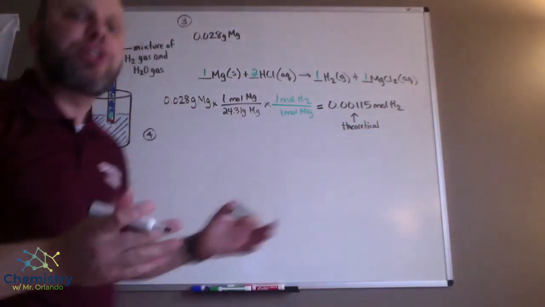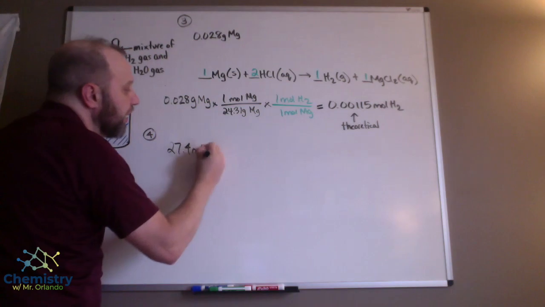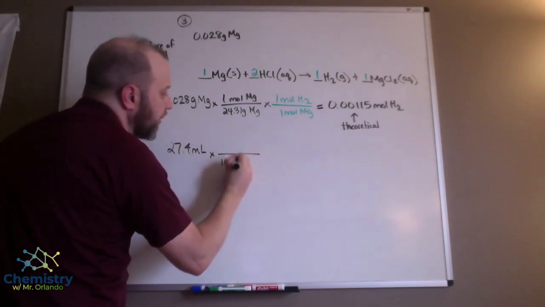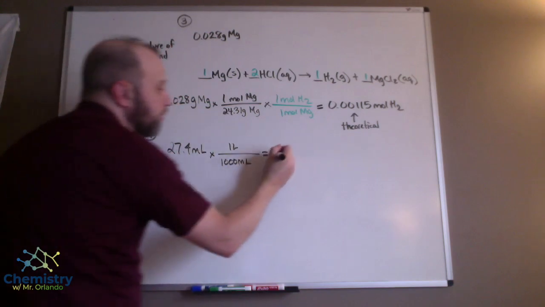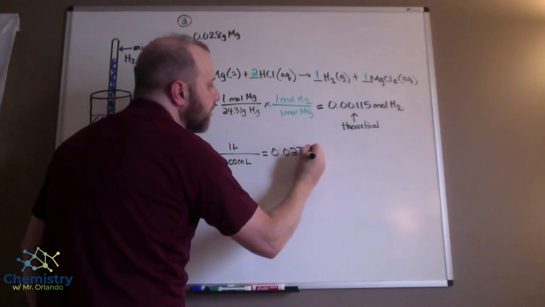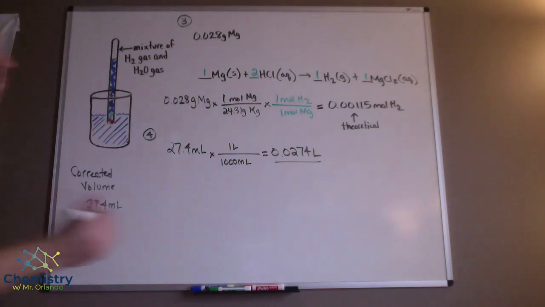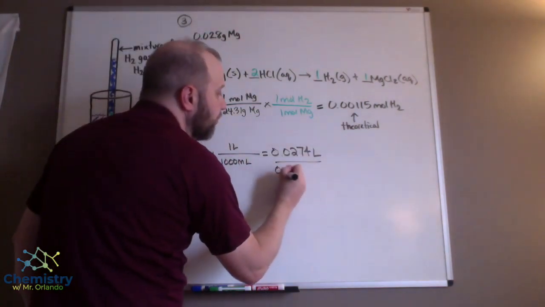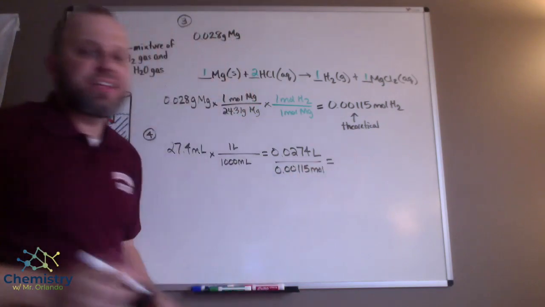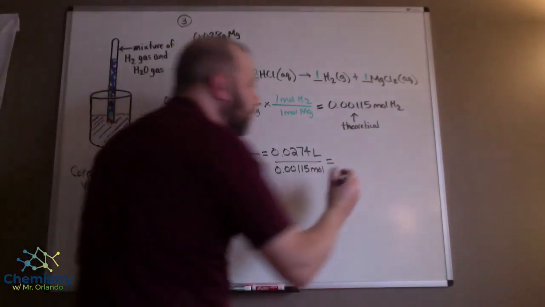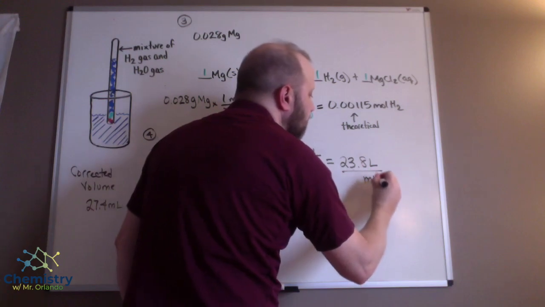So before I actually use this, I'm going to take this 27.4 milliliters and convert it. There are 1,000 milliliters in 1 liter, so I'm going to convert it into liters. So we're going to get 0.0274 liters. Now I can take that volume and divide it by my theoretical moles, 0.00115 moles. And in this case, I'll get an answer of 23.8 liters per mole.